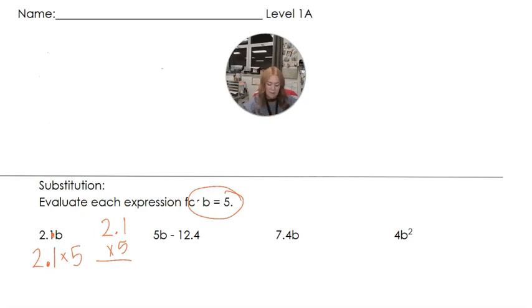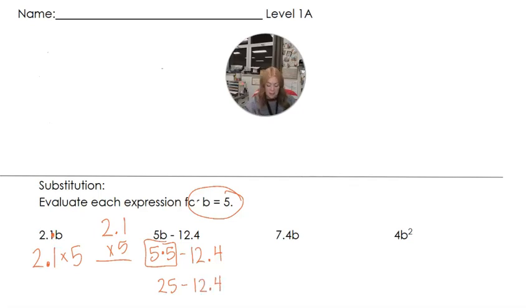So our next one is 5B, and B is 5. So we have 5 times 5 minus 12.4. So we're going to start with 5 times 5 is 25. And now we need to minus 12.4.